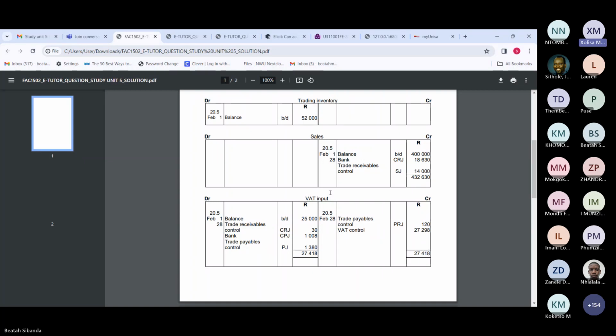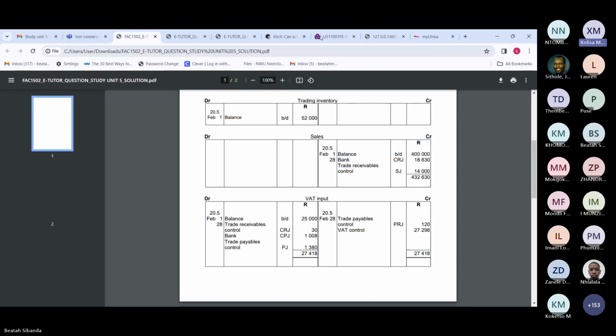So when you record your credit sales initially, they'll be in your sales journal, right? Or if it's your cash sales, they'll be in your cash receipts journal, right? And then you will prepare your general ledger from these books. Are you following? Yes, sir.